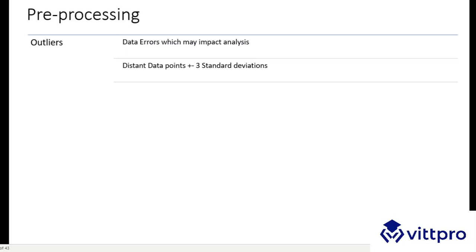Plus minus some variation. No, but what is the standard deviation? How do you calculate the standard deviation? What is the meaning of standard deviation? Does anybody have any idea?